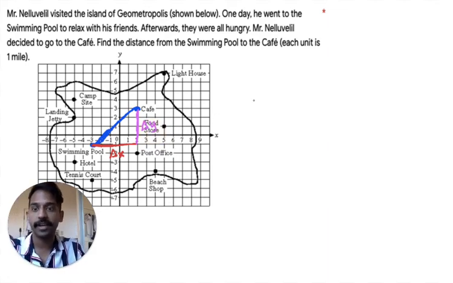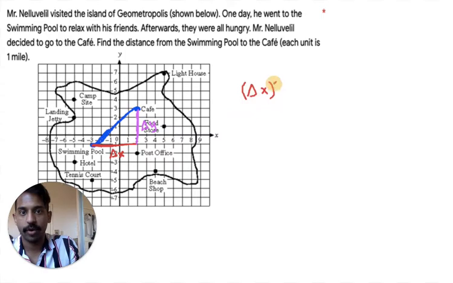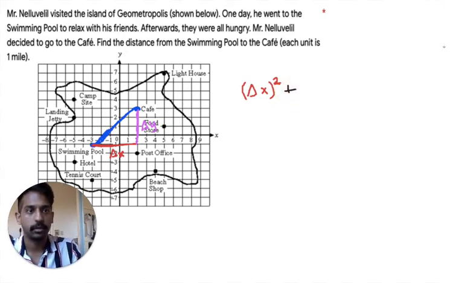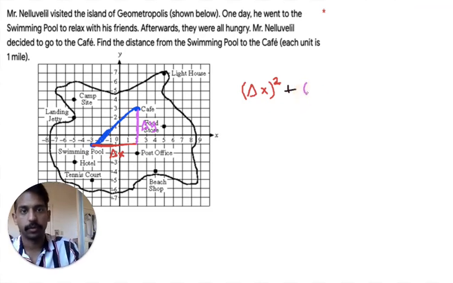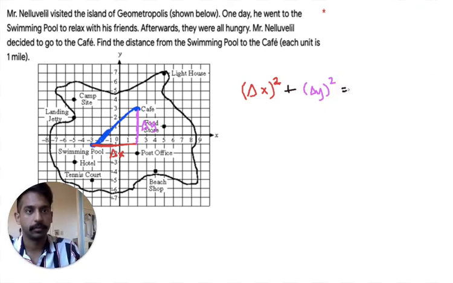So in order to find distance, let's go back to the other color. We want to take our delta x, square it. So we want to see how much our x is changing by, and then we're going to square that. And then we're going to add our delta y squared. And that's going to give us the distance that we want. This distance over here, squared.